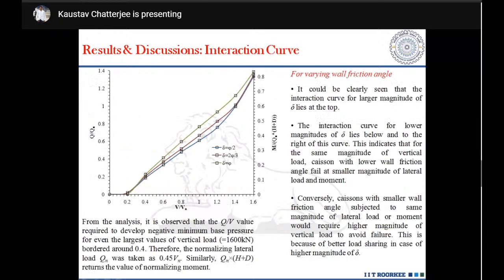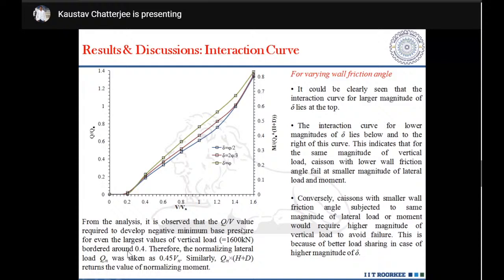Now we come to one of the important parts of the current study, that is the development of the interaction curve. How we obtain the interaction curve we have already explained before. How we determine the value of Vn is already done, that is equal to 1000 kilonewton, and Qn we have also easily determined from the minimum base pressure graph.